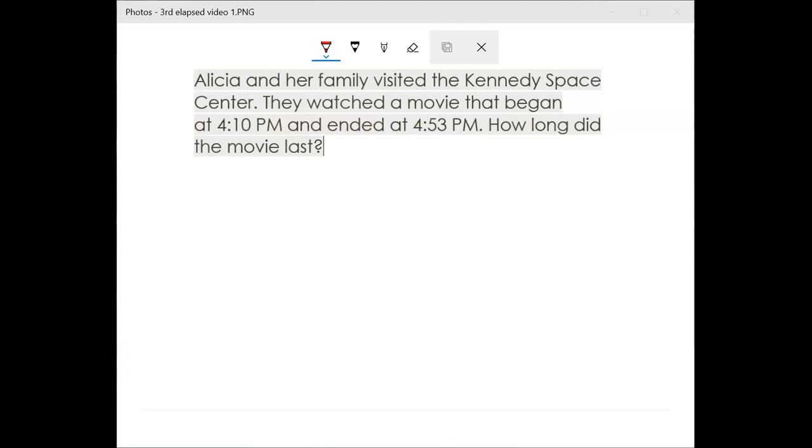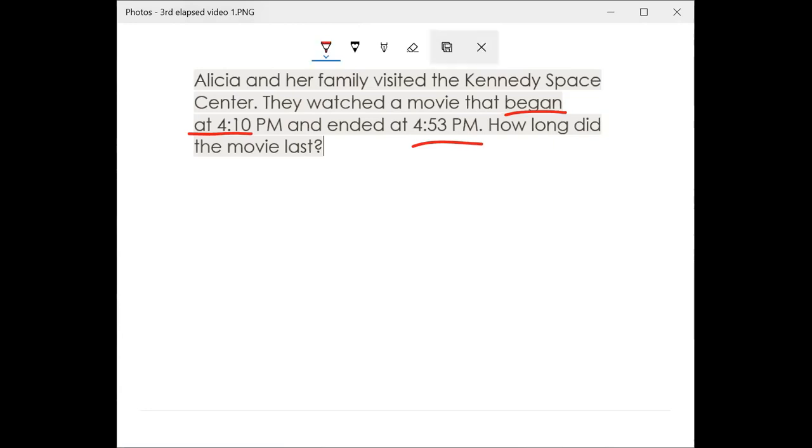Okay, so let's read this first question. It says Alicia and her family visited the Kennedy Space Center. They watched a movie that began at 4:10 and ended at 4:53. How long did the movie last?